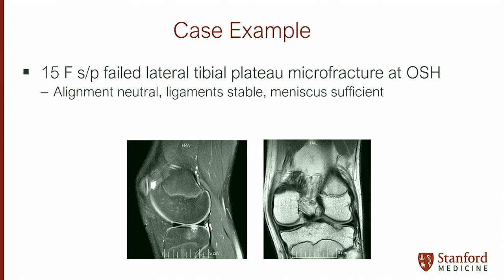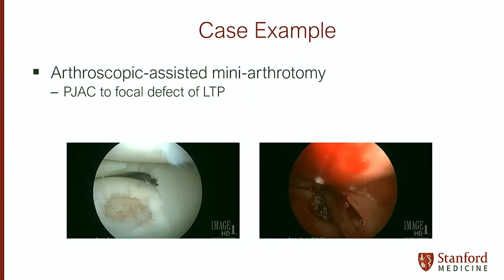I'm usually seeing these after someone else has either debrided aggressively or done microfracture. This was, I think, during my fellowship with Brian Cole, a 15-year-old. She had a lateral plateau microfracture. She had good alignment, stable ligaments. Meniscus was sufficient. You can see this cystic defect. This was a challenging case for us, an arthroscopic assisted debridement, followed by placing the juvenile particulated allograft.